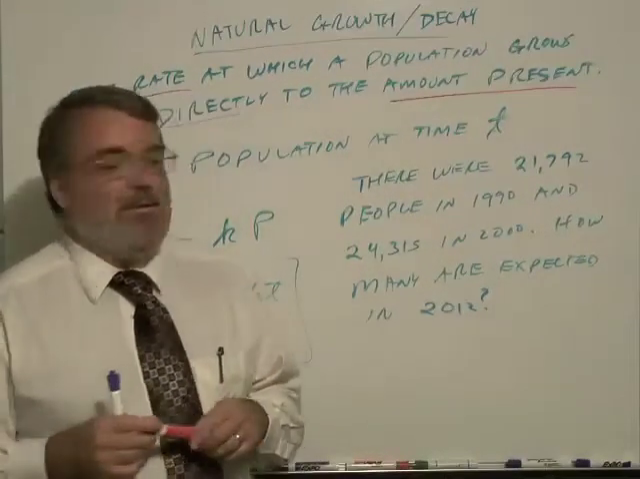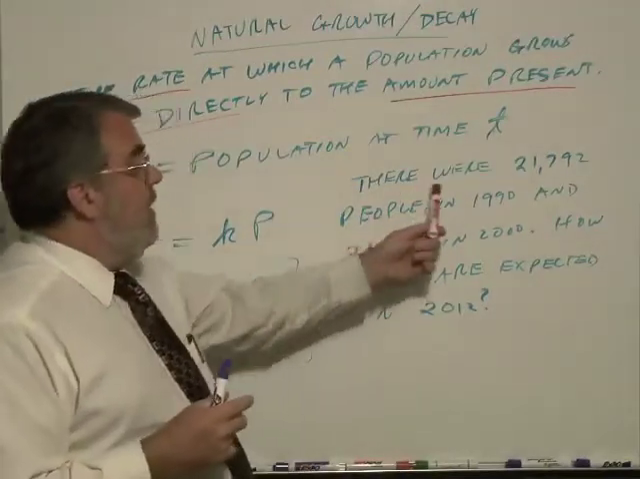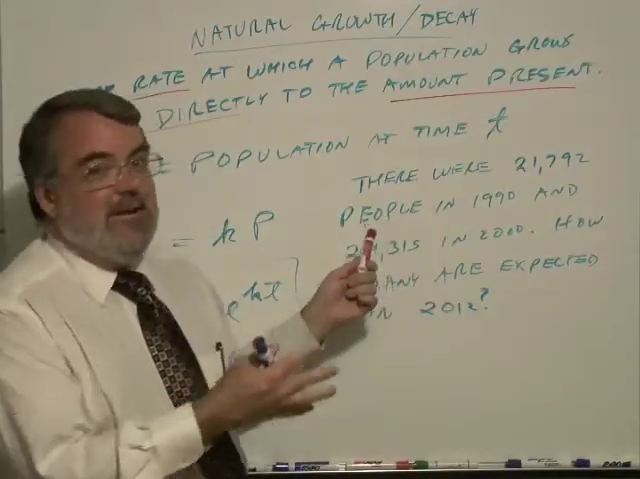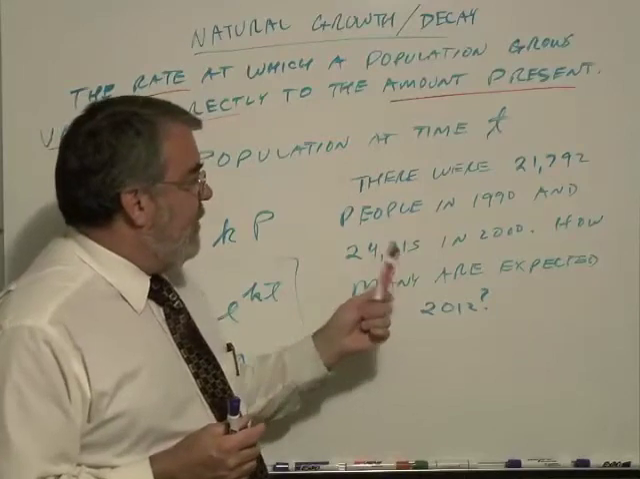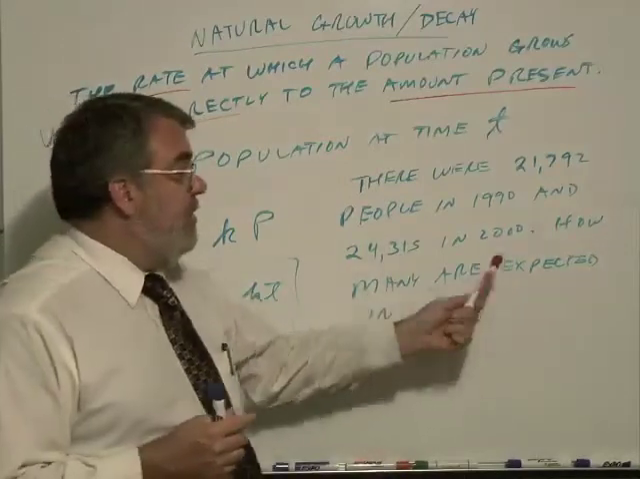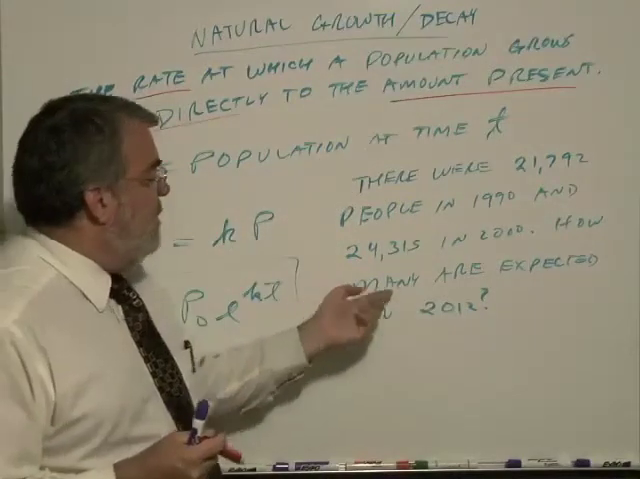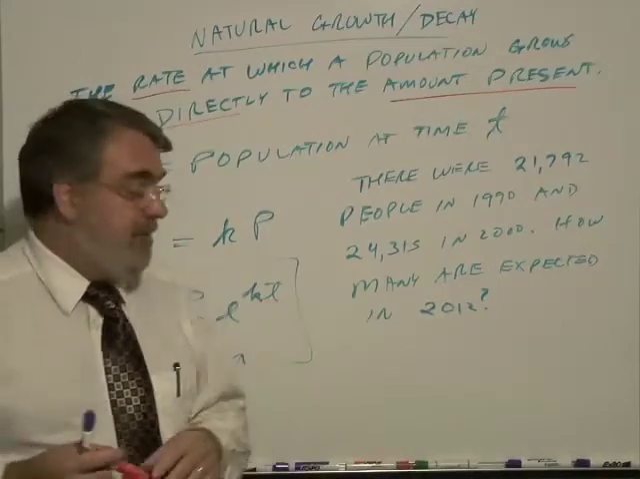Okay, I've added a little more to this problem. I wanted to give it some initial conditions. There were 21,792 people in this town we're looking at in the year 1990 and 24,315 in the year 2000. So using this model, how many people would you expect there would be in the year 2012?